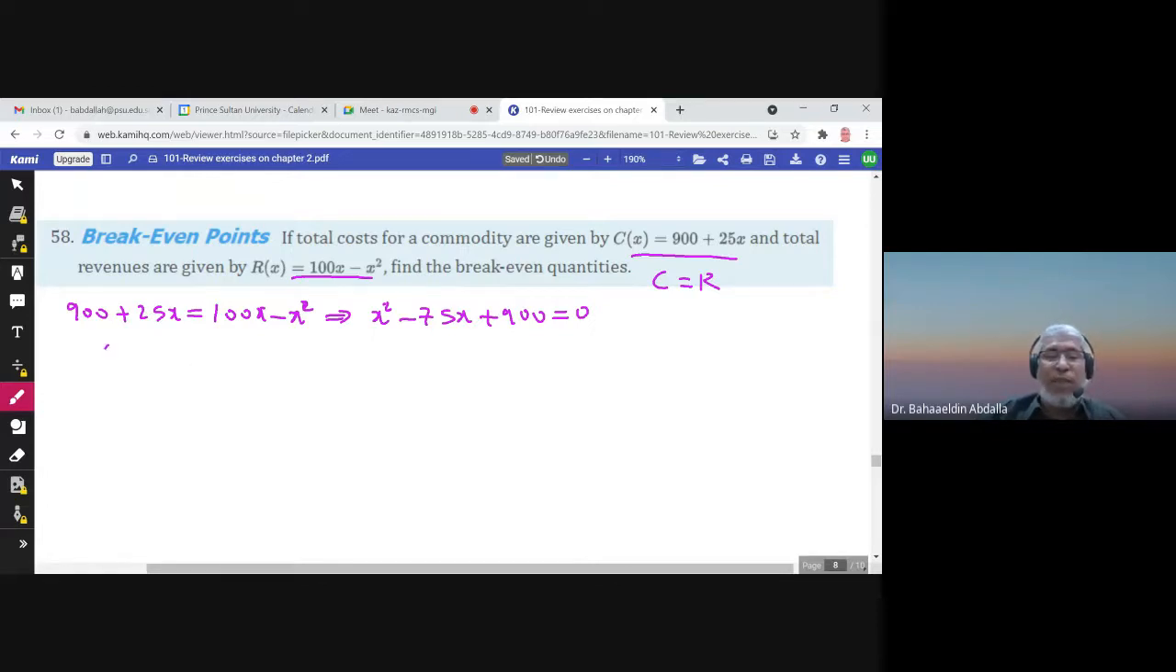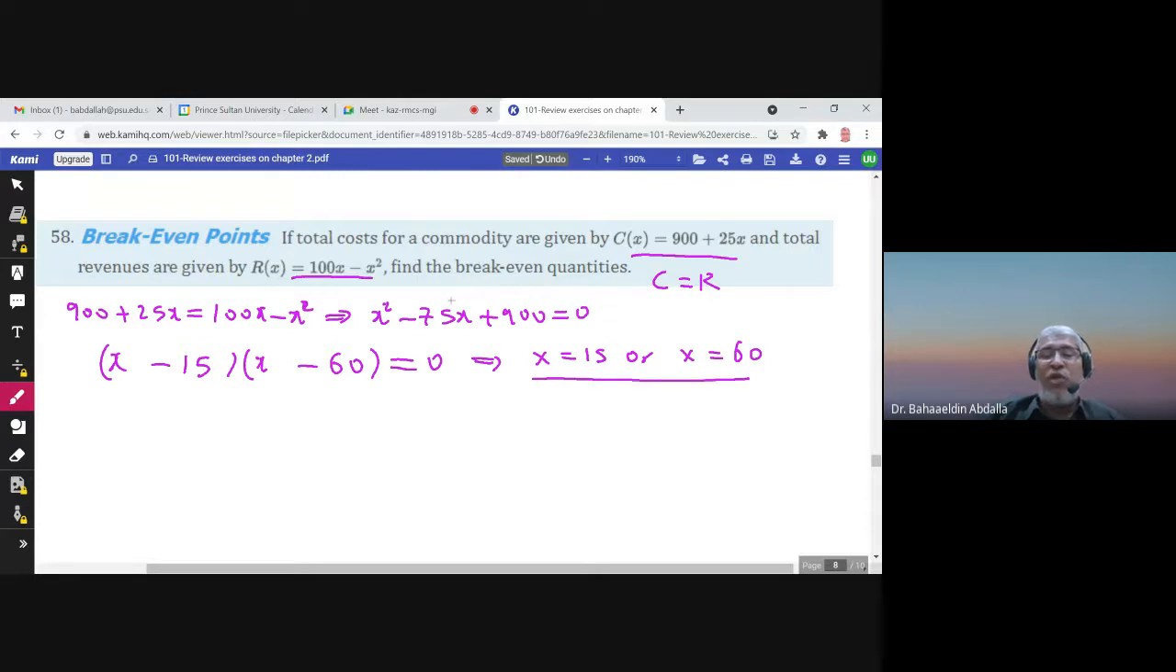Try to solve this equation either by factoring if it is easy, or you can immediately try the quadratic formula. Actually, here I can find two numbers. Their product is 900 and their sum is negative 75: negative 15 and negative 60. If you multiply 60 times 15, it is 900. So either x is 15 or x is 60, and there are two break-even quantities.